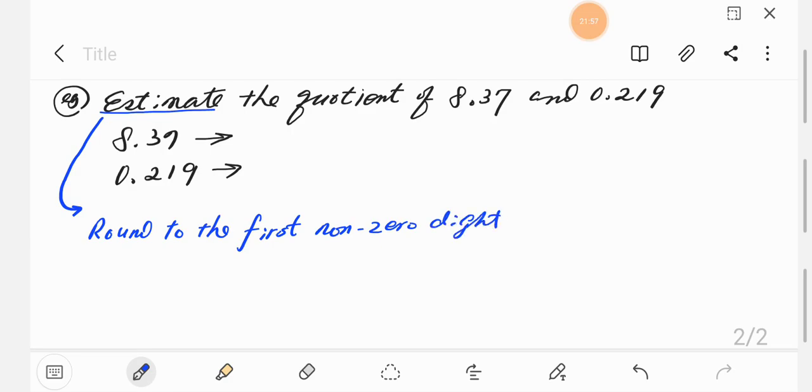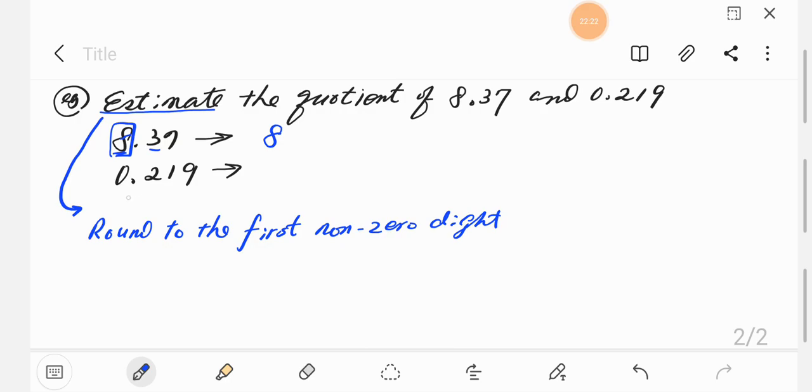Okay, always. So the first number is 8.37. So 8 is the first non-zero digit, right? So this will round to this place. So 8, one digit. So the estimate of this number will be 8 because 3 is less than 5.